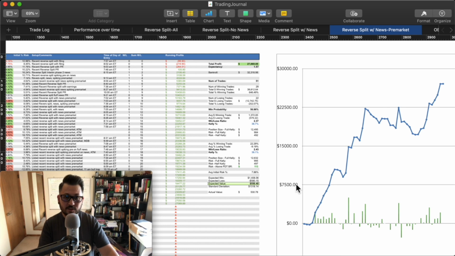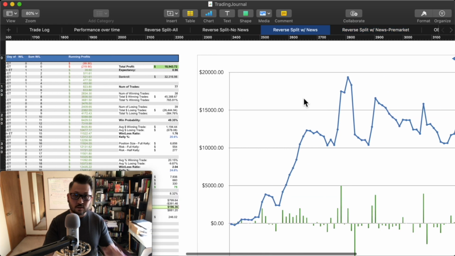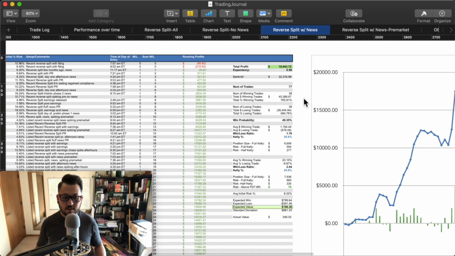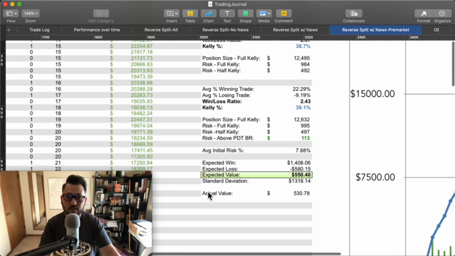The pre-market part wasn't in my initial set of criteria for these trades. When I was first taking these trades, I was just looking for reverse splits with news. Then it was just based on the experience of how they react to, say, afternoon news, after hours news, or mid-morning or midday news. I've just found that I'm doing best with the ones that have the news during pre-market.